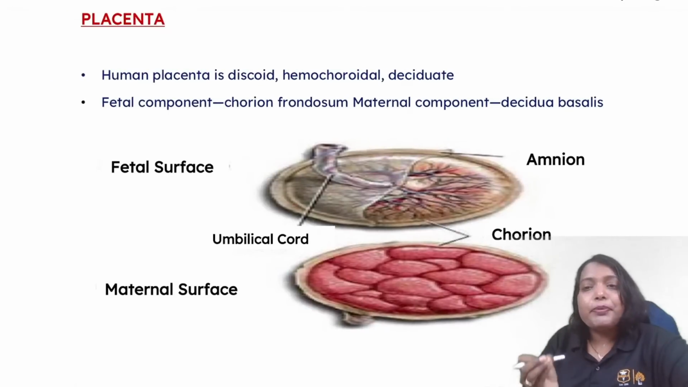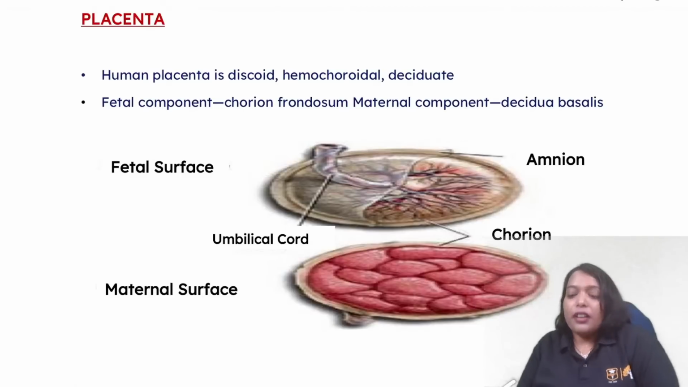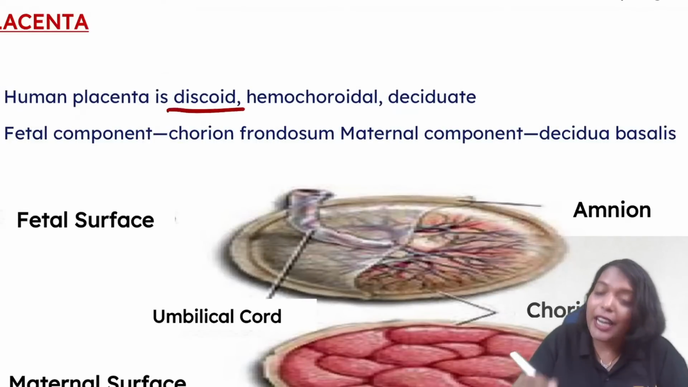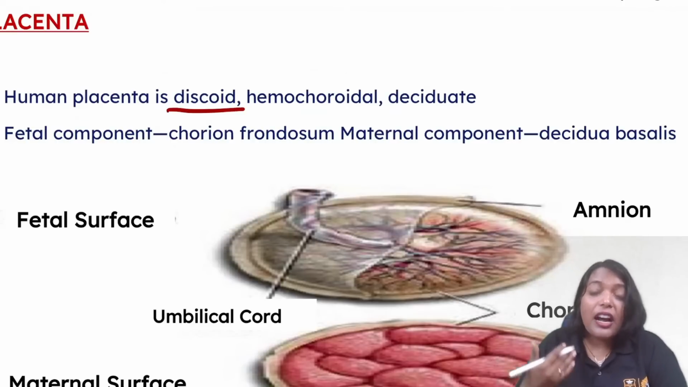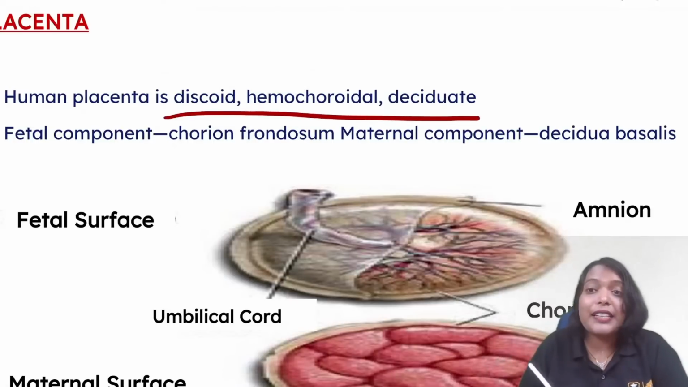The simple description of the placenta has been asked as an MCQ. I think all of you would have seen the placenta in your labor room, no? Human placenta is discoid; the shape of the placenta is like a disc. It is hemochorial, half blood from the mother and half from the fetus, and it sheds off post delivery, so it is also called deciduate. There was a question from the placenta in the INI-CET last year. So human placenta is discoid, hemochorial, and deciduate.